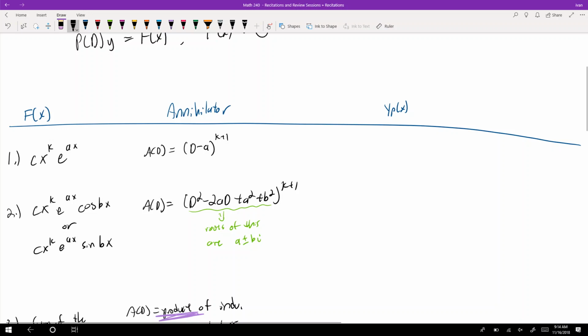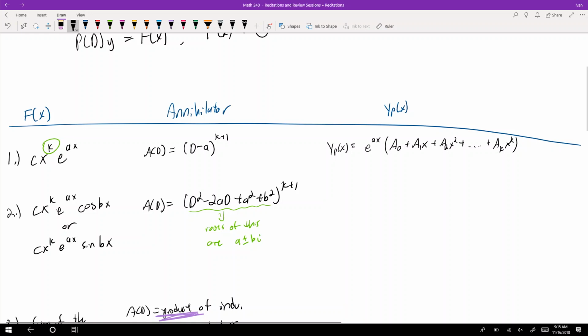So if you have c x to the k e to the ax, your guess yp of x should be e to the ax times a naught plus a1x plus a2x squared plus dot dot dot plus akx to the k. So it depends on what power your k is. That tells you how many terms are in your guess. Okay?